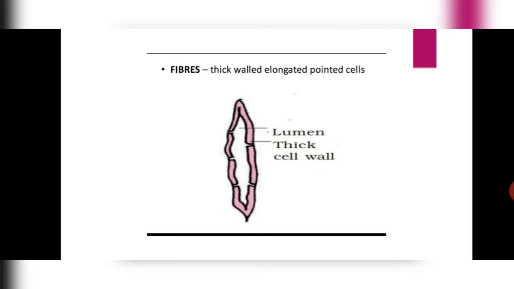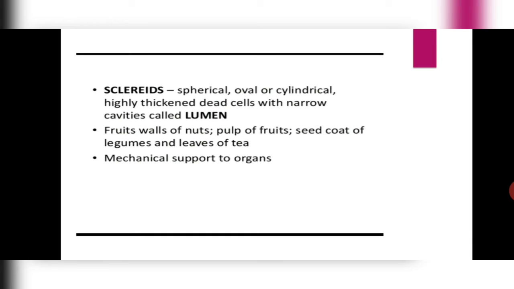That means how are these cells? Dead cells. Then we have sclereids, which are again a type of sclerenchyma. They are spherical in shape, oval, cylindrical. They are highly thickened dead cells. Their lumen, the empty blank space inside, remains very small.